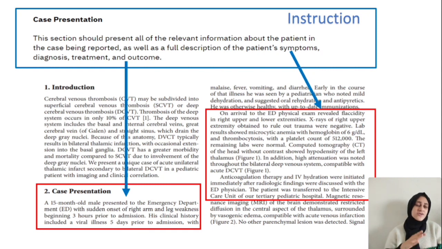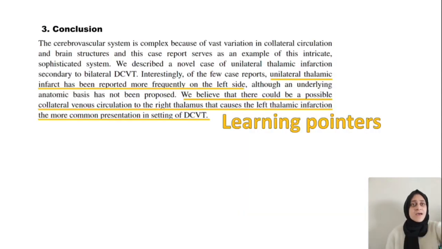Then they're talking about the treatment, the management. They gave anticoagulants and IV hydration immediately. In conclusion, they have pointed out new pointers, and the new findings are going to be added to the medical literature. They believe there could be a possible collateral circulation in the right thalamus, and maybe not in the left thalamus, because of which left thalamic infarcts have been more common.